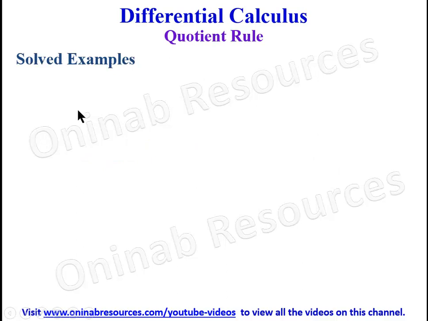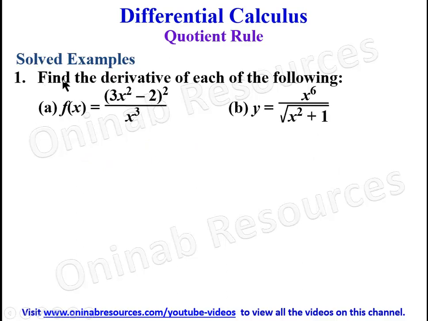Solved examples. We have problem 1. Find the derivative of each of the following functions. A, f of x is equal to (3x squared minus 2) all squared over x cubed. B, y is equal to x raised to the power 6 over the square root of x squared plus 1. The rule here is the quotient rule. This is this over this, u over v.